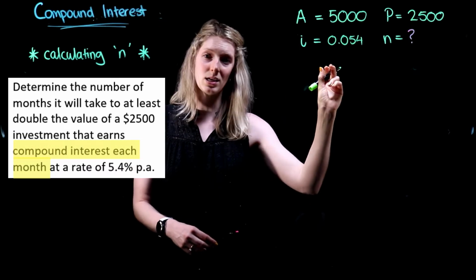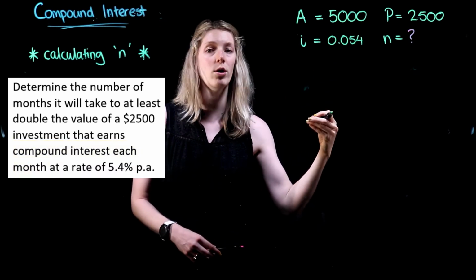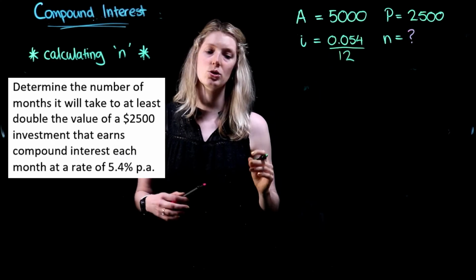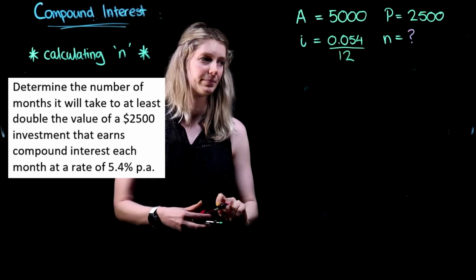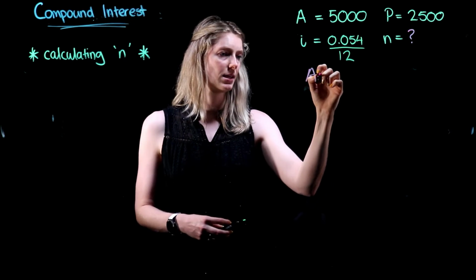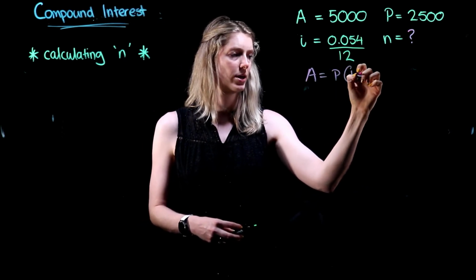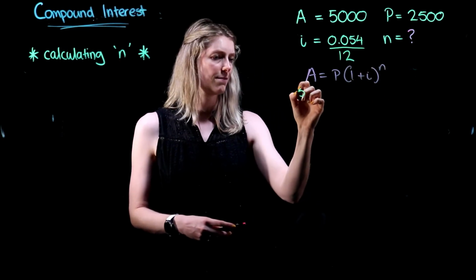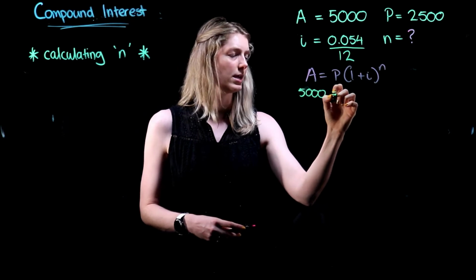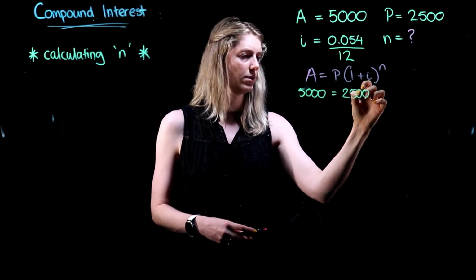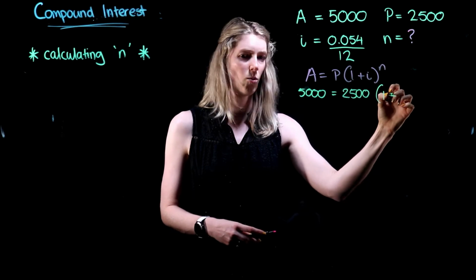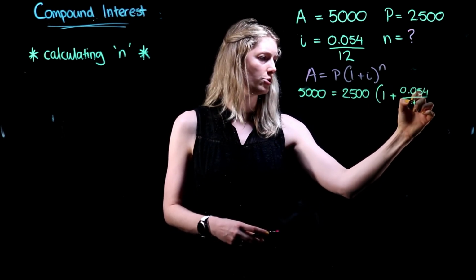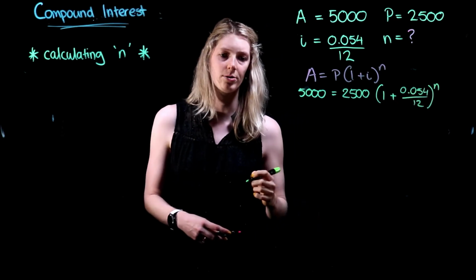So we need to take this interest rate that's representative of one full year, and divide it by 12 so that it's representative of 1 month. We can then take this information and put it into our compound interest formula, whereby we will have 5,000 equals 2,500, open bracket, 1 plus 0.054 on 12, all to the power of n.